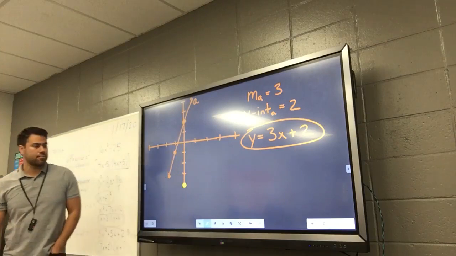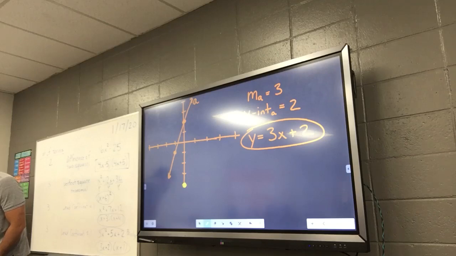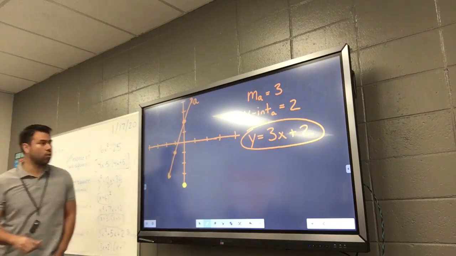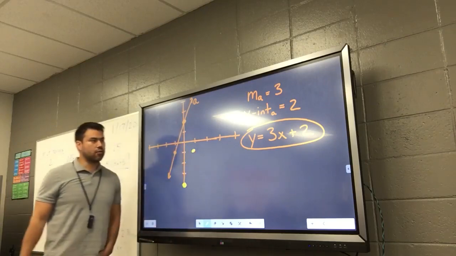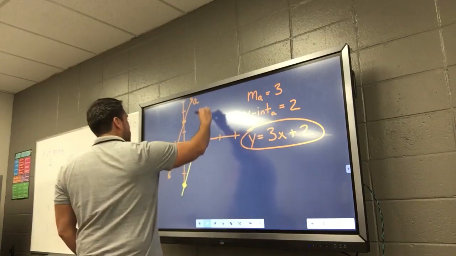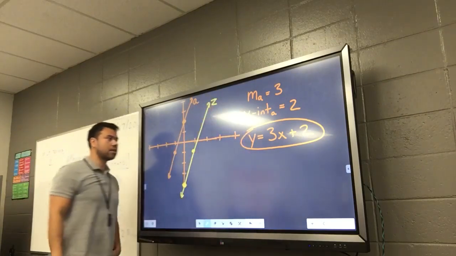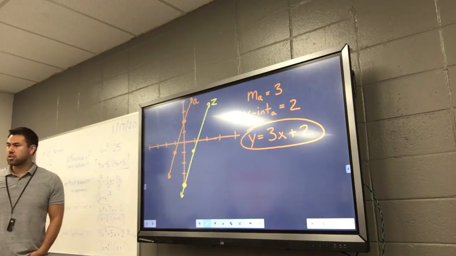You can name it Z. Then put another point at 1, -1. Then connect those two points with a line, and we'll go with Z. You can call it line Z. And it should look like that.